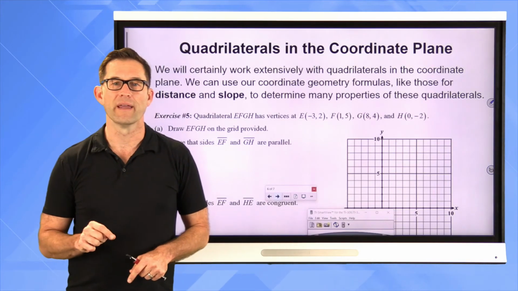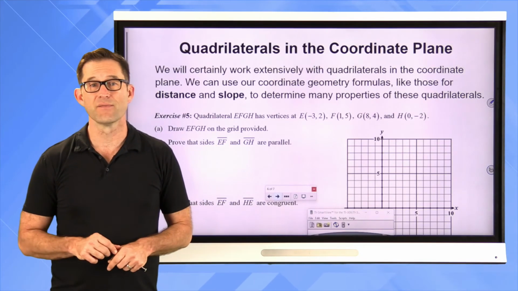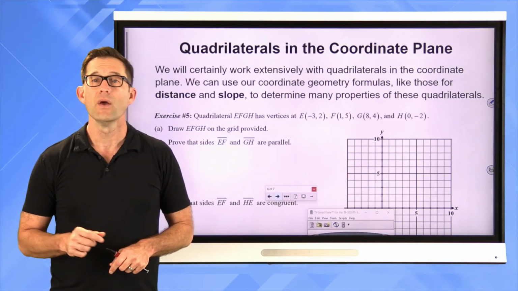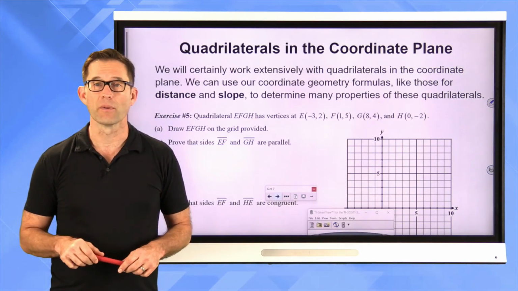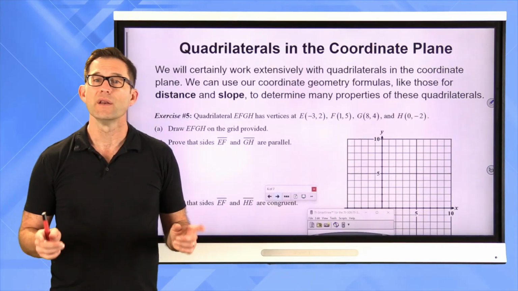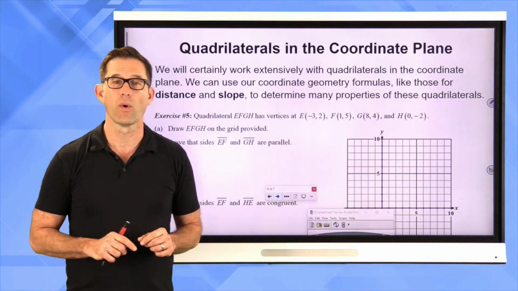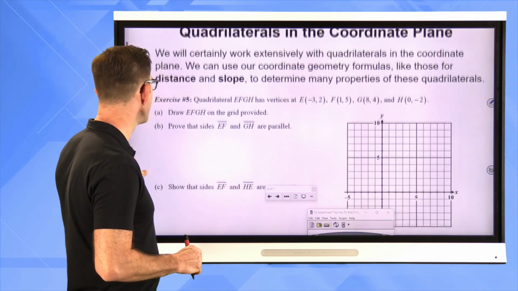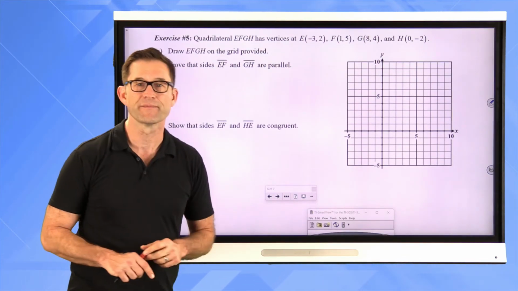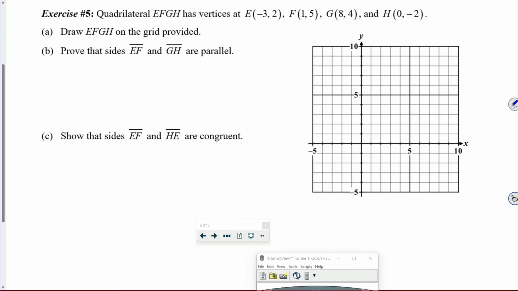Quadrilaterals in the coordinate plane. We will certainly work extensively with quadrilaterals in the coordinate plane. We can use our coordinate geometry formulas, like those for distance and slope, to determine many properties of these quadrilaterals. So let's do that a little bit in exercise number 5. Quadrilateral EFGH has vertices at E(-3, 2), F(1, 5), G(8, 4), and H(0, -2). Letter A, draw EFGH on the grid provided.